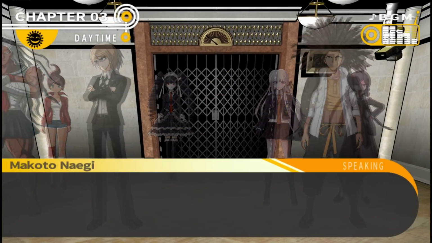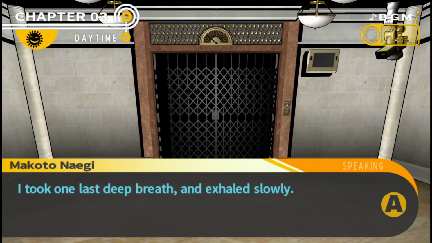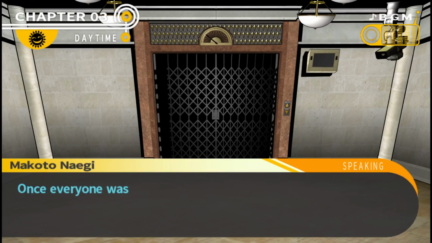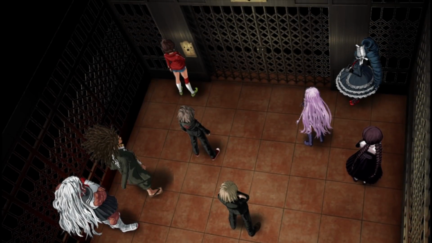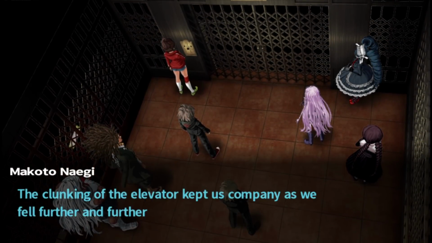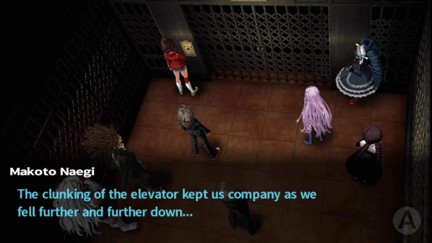Alright, let's board the pain train. Take one last deep breath and exhale slowly. Begin to walk toward the elevator. Once everyone was aboard, the doors closed on their own, and the steel box began to move. The pain box. It's getting nice and roomy in here now. The click of the elevator kept us company as we fell further down.